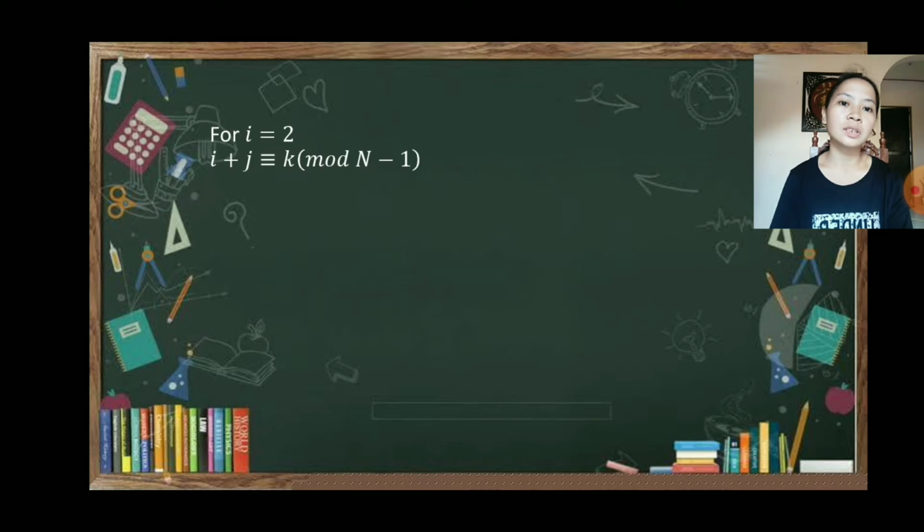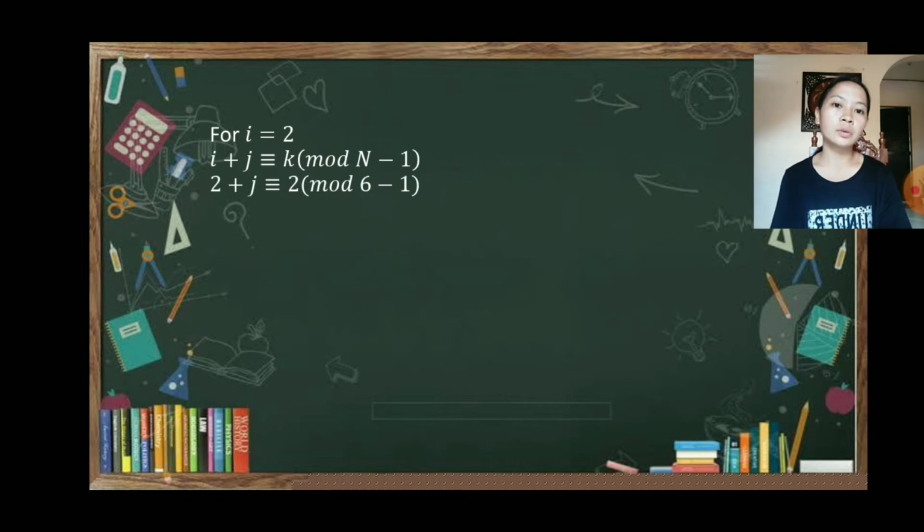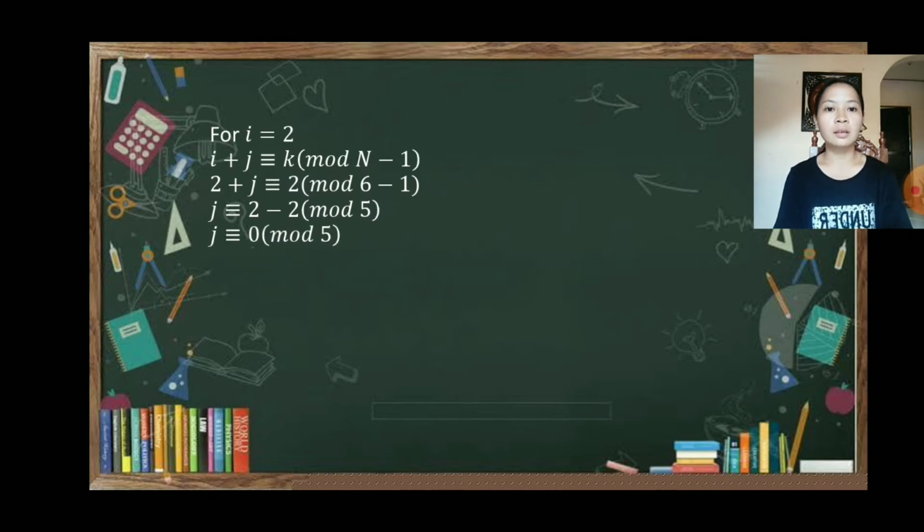And for i = 2, the formula we will use is the same: i + j ≡ k mod (n − 1). Then we do the substitution, which is 2 + j ≡ 2 mod (6 − 1). So, we transpose the 2 again, so j ≡ 2 − 2 mod 5, where 6 − 1 is equal to 5. So, j ≡ 0 because 2 − 2 is equal to 0, mod 5.